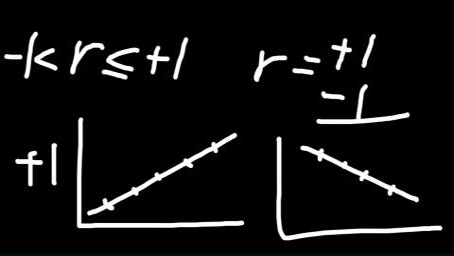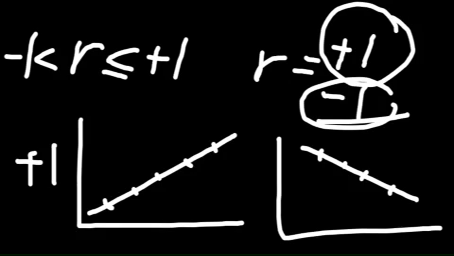So this statement is false. For example, -1 and +1. The difference is only the direction of your correlation is different, but the strength of your correlation is the same.